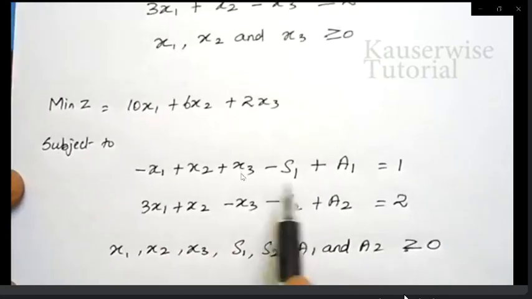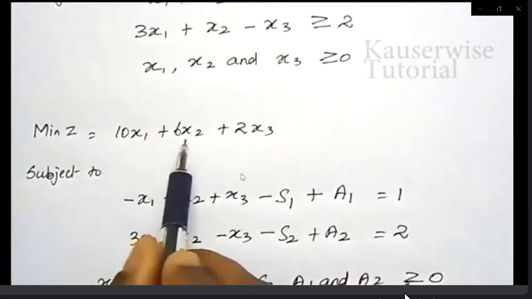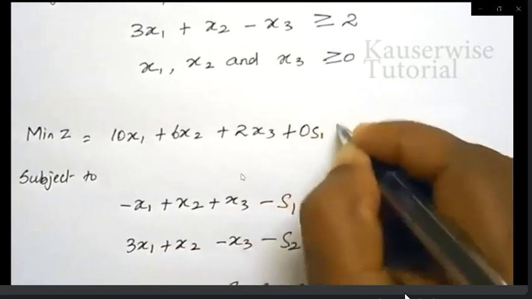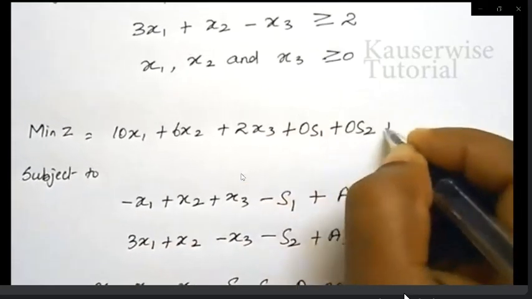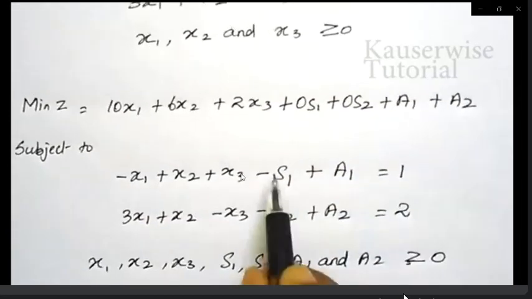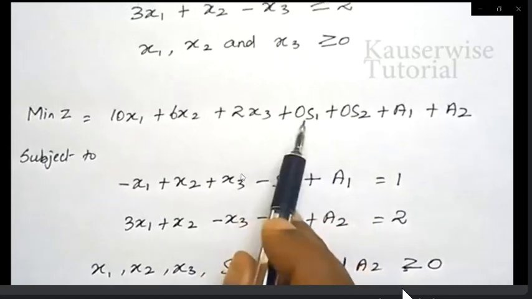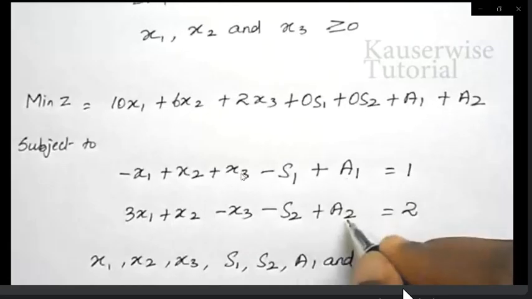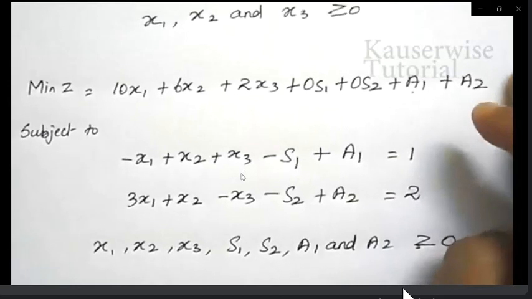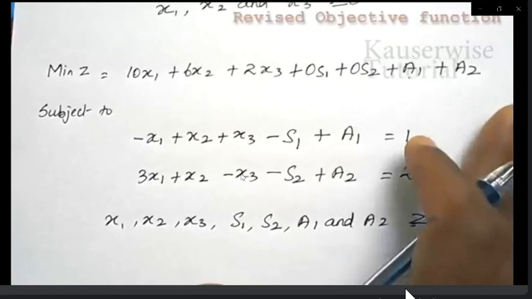Now we have to add the values in the objective function. The objective function is 10x1 plus 6x2 plus 2x3, now just add 0s1 plus 0s2 plus a1 plus a2. Here we have two slack variables, and for slack variables we give the value 0, that is 0s1 plus 0s2. For artificial variables the value is 1, that is a1 plus a2. So this is the procedure to frame the canonical form of the given problem. The next step is to copy the values as they are.